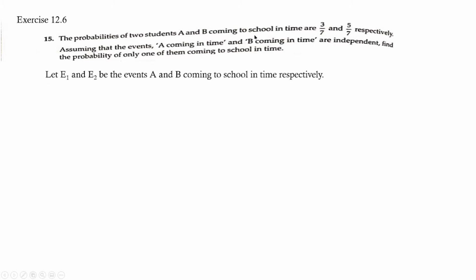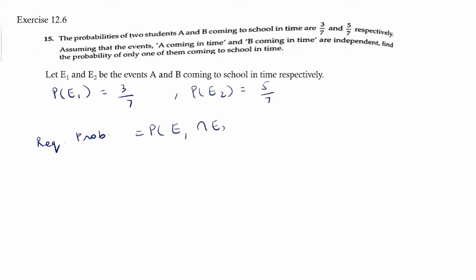So let E1 and E2 be the events A and B coming to school in time respectively. So we have probability of E1 is 3 by 7 and probability of E2 is 5 by 7. Now we need to find the probability of only one of them coming to school in time. So the required probability is probability of E1 intersection E2 complement. That is, A comes to school in time whereas B does not come to school in time. So that is P of E1 intersection E2 complement plus A does not come to school in time but B comes to school in time. So it is probability of E1 complement intersection E2.